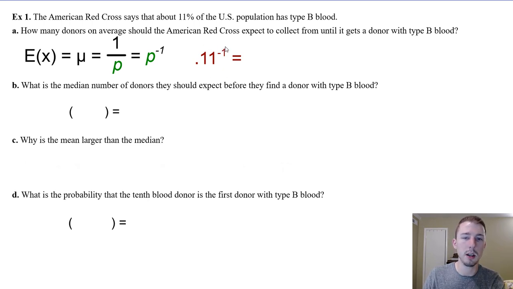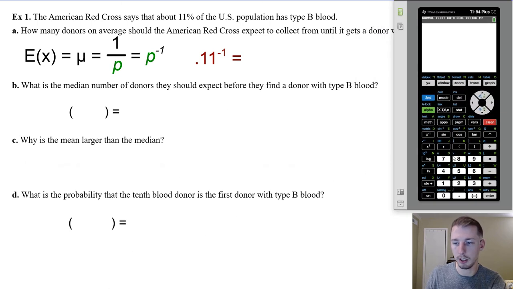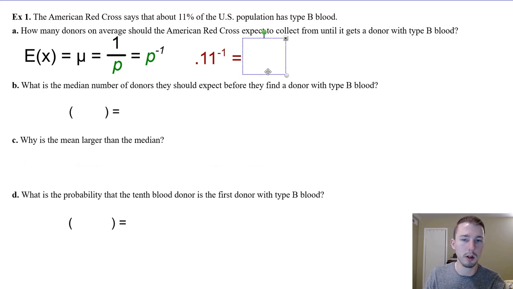So remember the mean for that, the average is going to be the reciprocal of 0.11. So 0.11 to the -1 power. I'll show you again how to put that in the calculator. So 0.11 and then to the -1, it's got its own button, is 9.09. So on average, we're expecting to have to draw blood from 9.09 people before we find somebody who has type B blood, which is pretty rare.